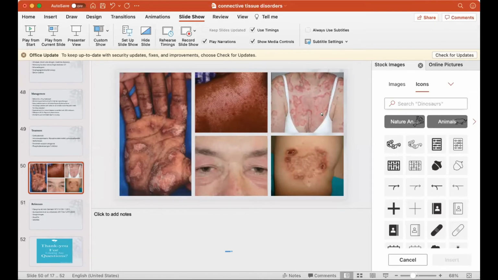And the one at the bottom? Lupus profundus, which is where you're having discoid lupus on top of a panniculitis. So you're getting these very sunken atrophic patches that are there with the erythema that's there.